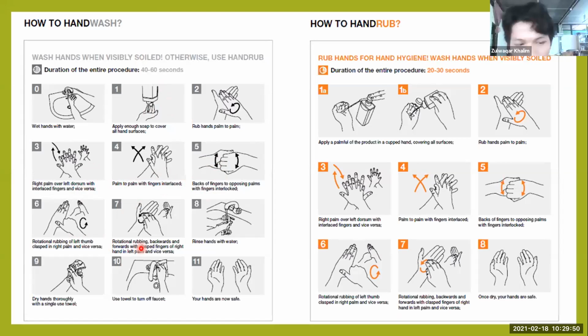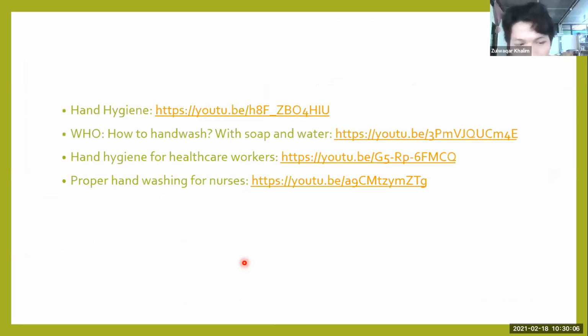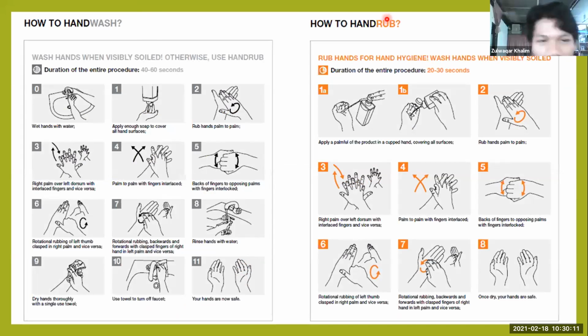At the eighth step, we should rinse hands with water. And then we dry our hands with a single-use towel, and then use the towel to turn off the faucet. And then our hands are cleansed now. I'll show you the video later. Okay, basically this is how to wash our hands, and the second is how to hand rub. You can do it on your own.